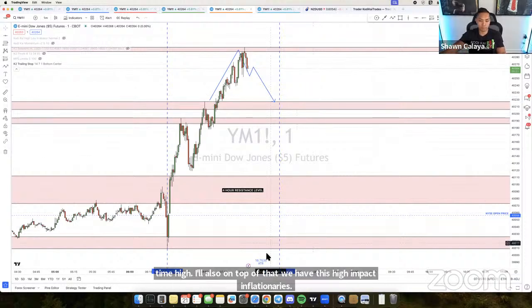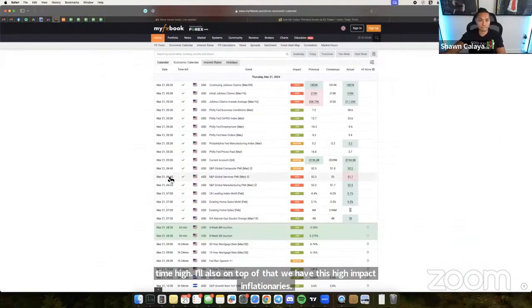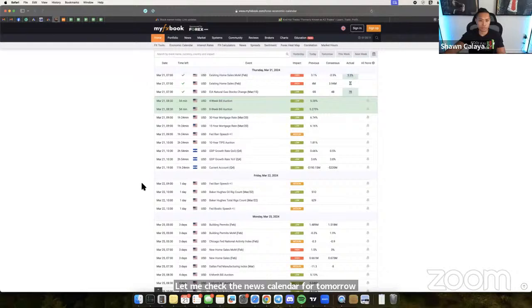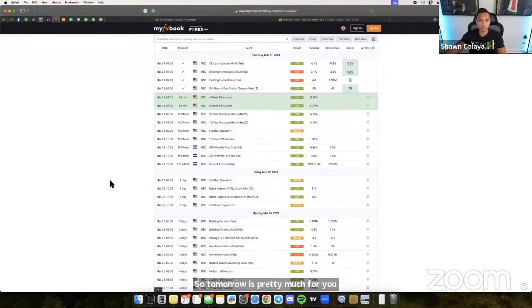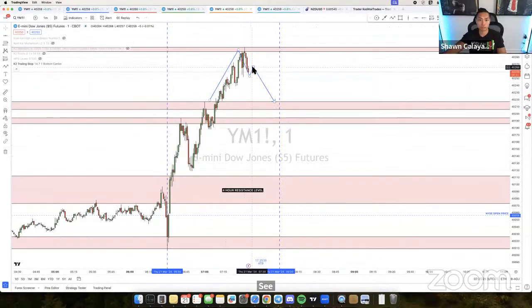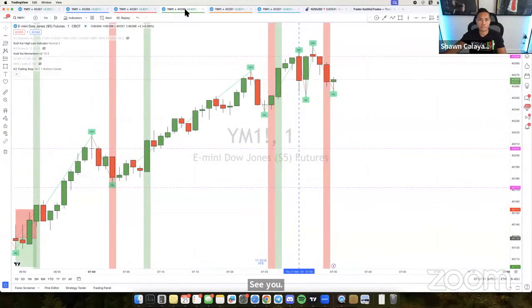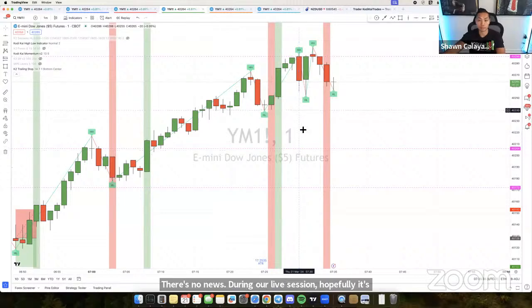Let me check the news calendar for tomorrow. So tomorrow is pretty much free. There's not much news. Hopefully the market moves smoother and we'll be able to get into those breakout V3s tomorrow. So there's no news during our live session. Hopefully it's not going to mess the price again like it did today.